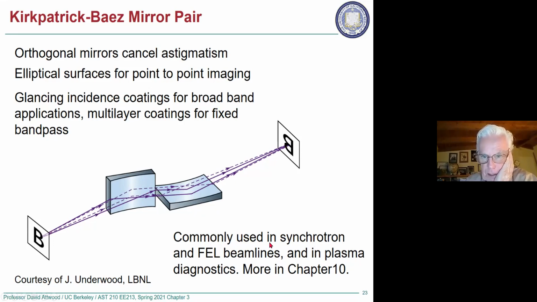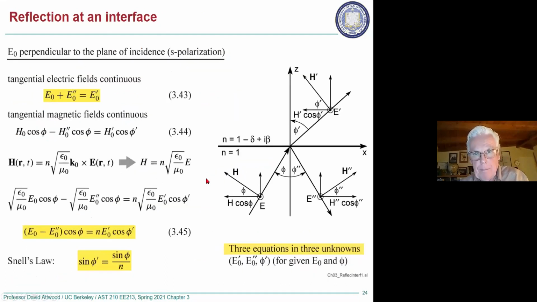These are commonly used in synchrotron and FEL beamlines, plasma diagnostics, astronomy. And these are shown with a magnification of roughly 1:1, but that's only to make a diagram. In many, many cases, you would have a magnification of, let's say, 100:1 or something like that.